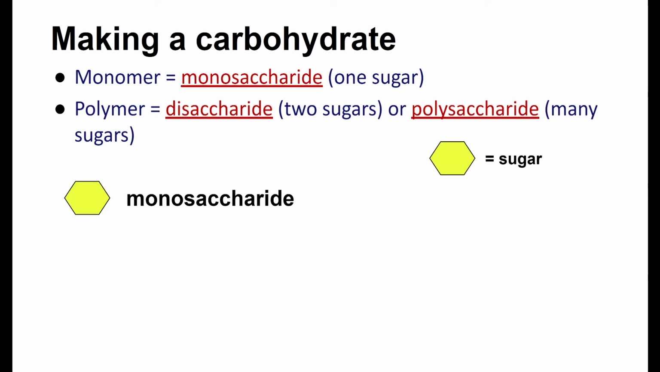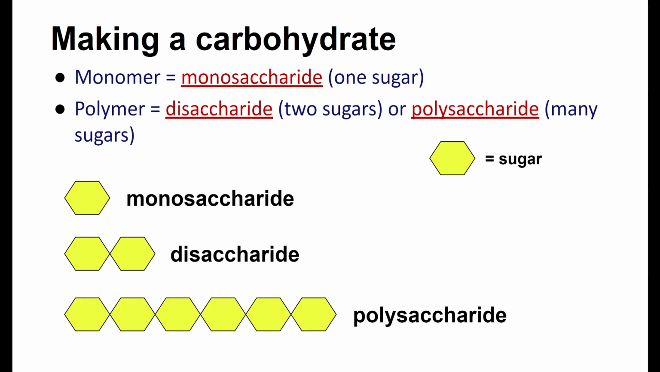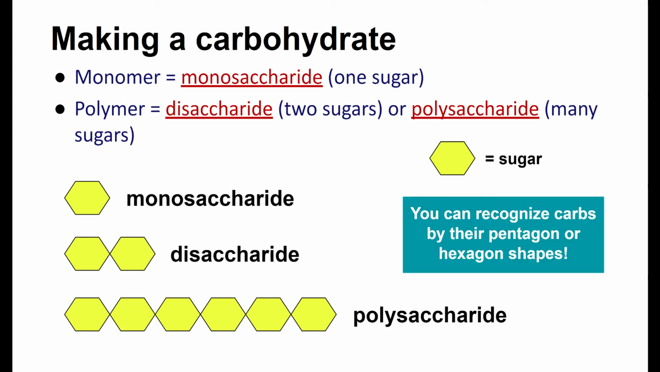A monosaccharide, of course, is just one of those. A disaccharide is two of those hooked together. That has a special name because there are many important common disaccharides that are in our diet. And then finally, when we hook lots of them together, that's a polysaccharide. And as I mentioned a moment ago, when we're looking at pictures, because I will ask you sometimes to identify different types of molecules in pictures, you can recognize carbohydrates by their hexagon shape or sometimes their pentagon shape. So basically, they're a sort of geometric shape.